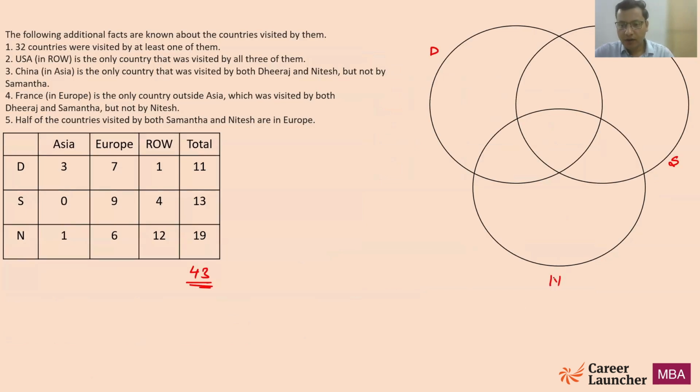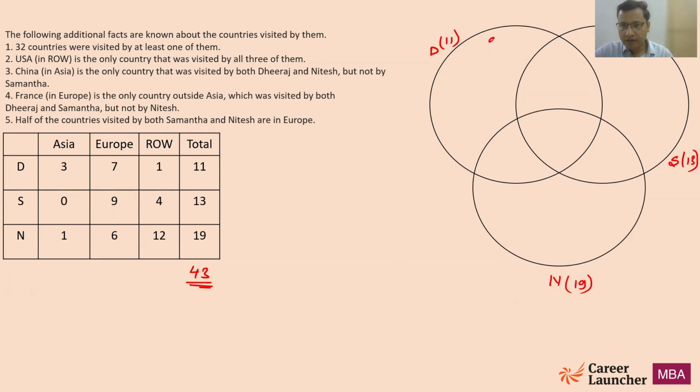So Nitesh. Now I can say Dheeraj has traveled a total of 11 countries, Samantha has traveled a total of 13 countries, and Nitesh has covered a total of 19 countries. Now, let's say we have 7 different regions in the given Venn diagram.